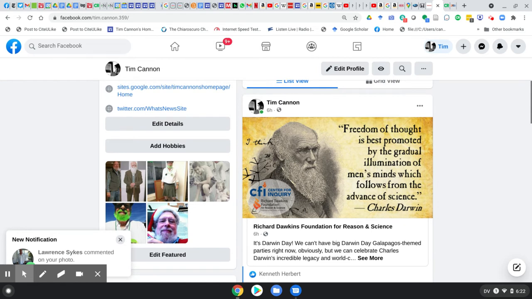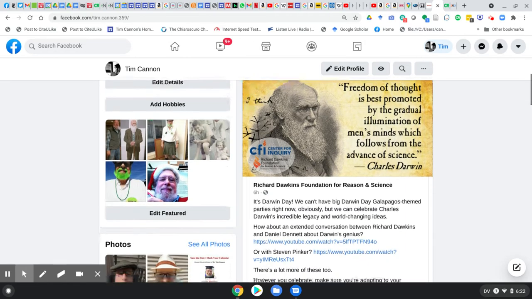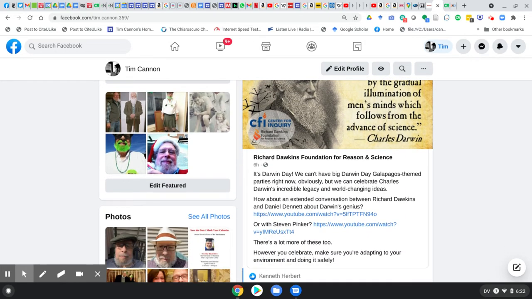There we go. There's one of my Darwin posts. This guy was bright. "Freedom of thought is best promoted by the gradual illumination, which, by the way, is the way he viewed evolution, of men, he was a bit sexist, minds, which follows from the advance of science," Charles Darwin. And if you look down here at the text, there's two links.